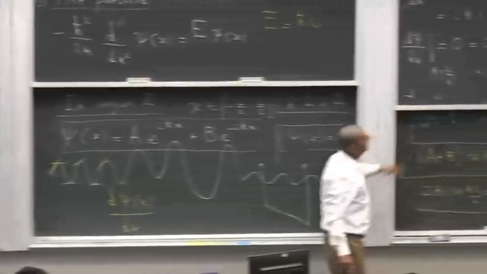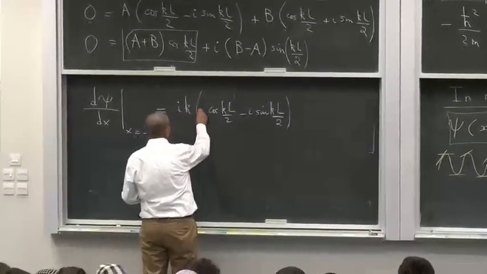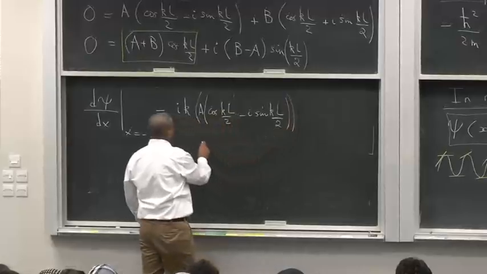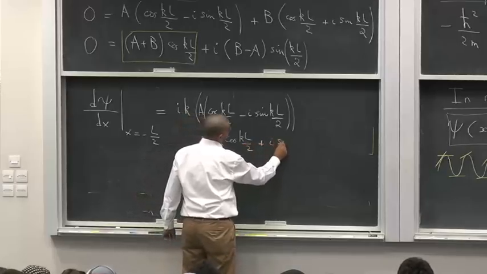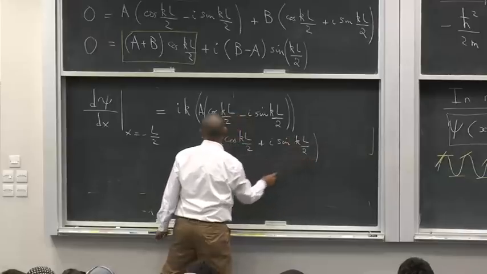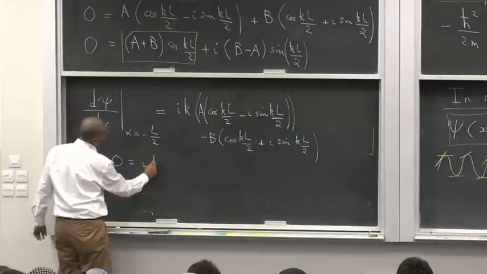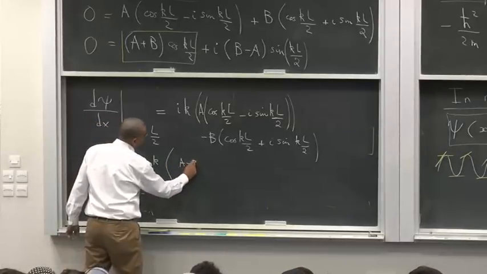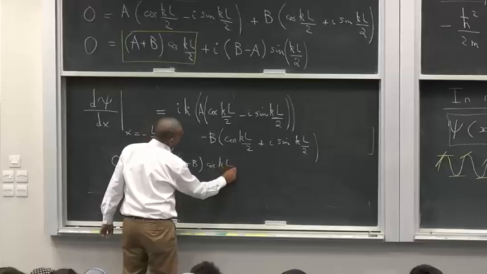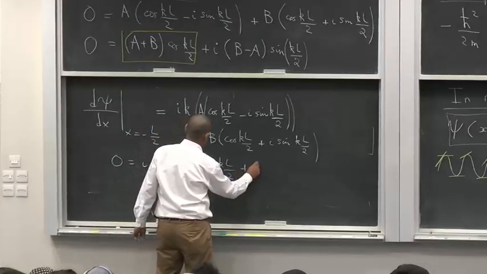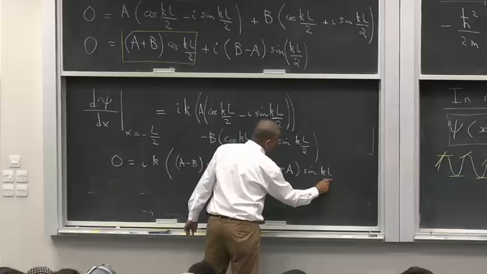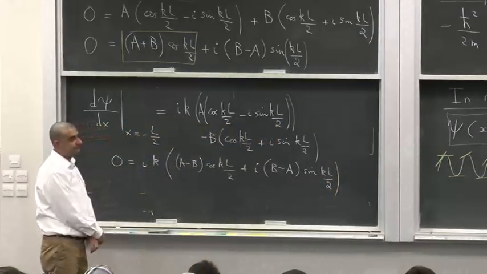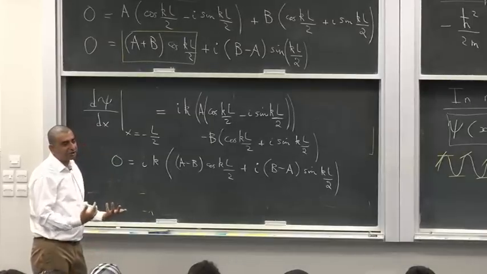Minus B. 0 equals ik (A minus B) cosine kL by 2 plus iota (B minus A) sine kL by 2. Am I getting you an additional piece of information?